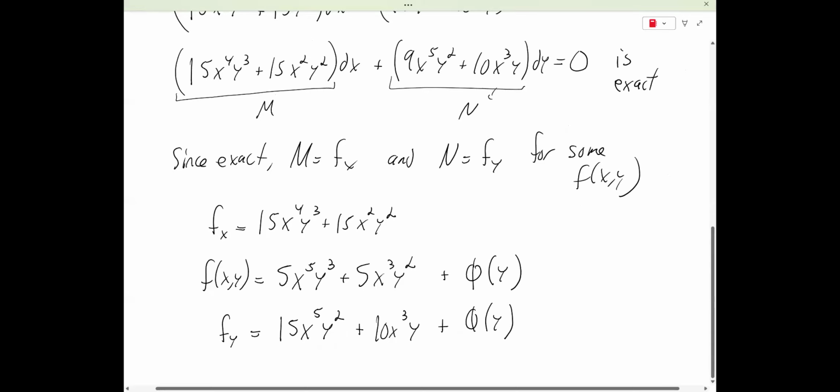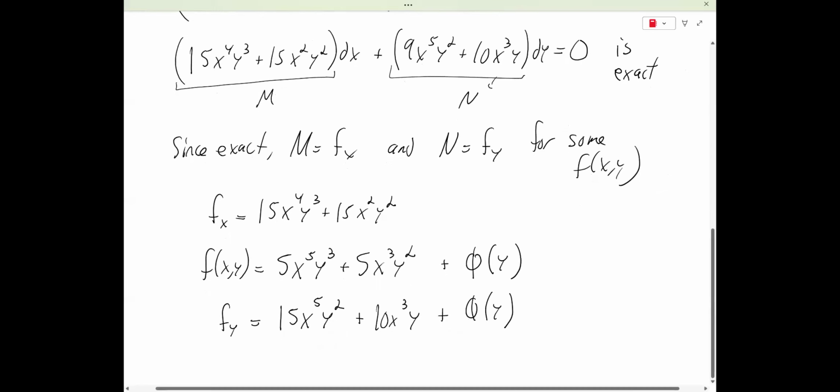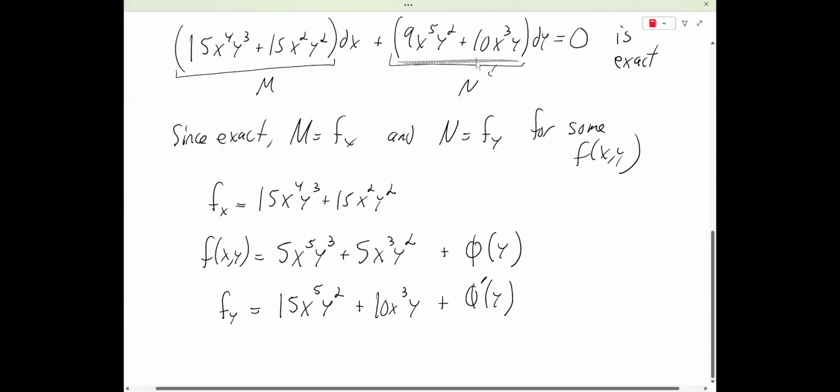I don't know. Doesn't look very good to me. Let me check. Now, what should happen here? If I put the partial with respect to y, f sub y, over here... Oh, we're good. Would that be a prime on that? Yes, it is a prime. That's right. Now f sub y is this over here, right? Because f sub y is the N over here.